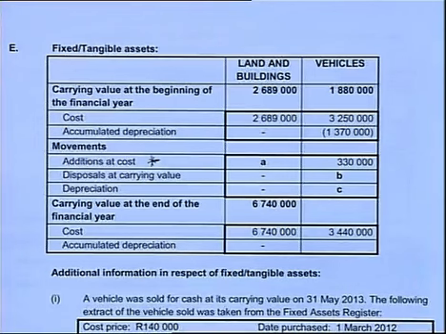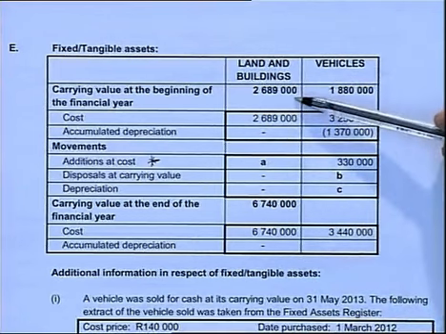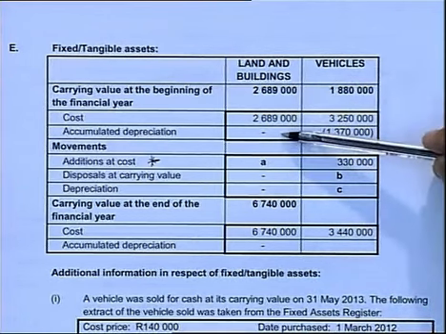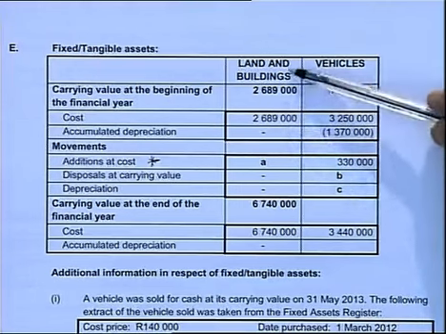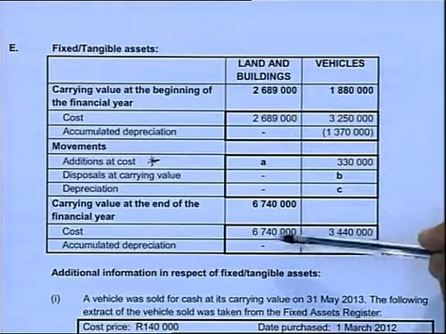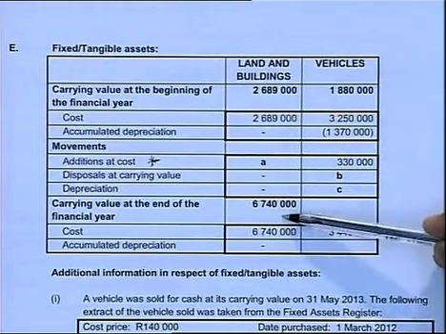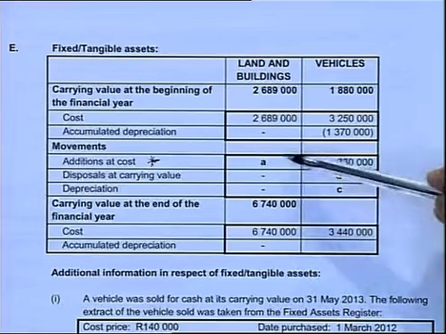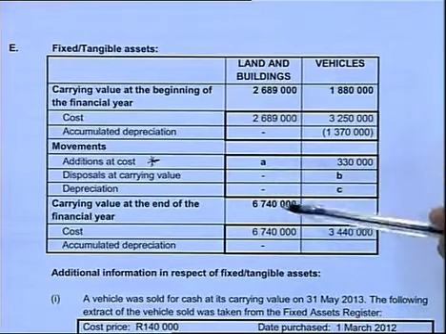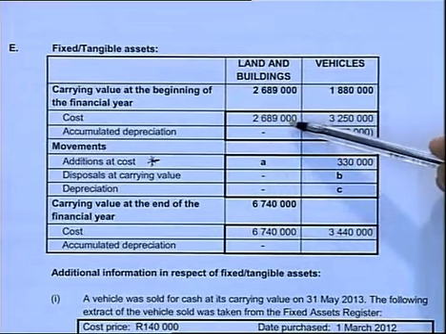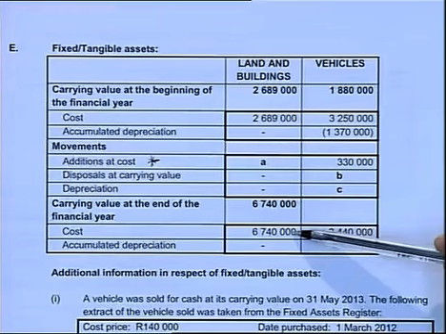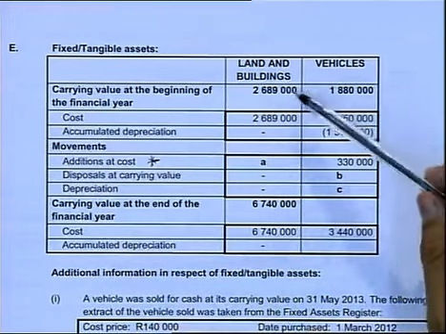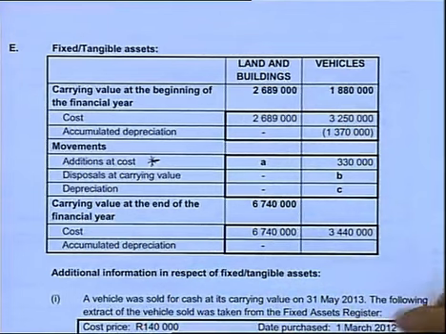Very simple. If you look at the land and buildings, they give you the cost and the carrying value at the beginning of the year. Please note that there is never accumulated depreciation on land and buildings. And then they also give you the cost and the carrying value at the end of the year. So in order for us to calculate A, we can clearly see that the cost increased from the beginning of the year to the end of the year, meaning that there must have been an addition in the land and buildings.